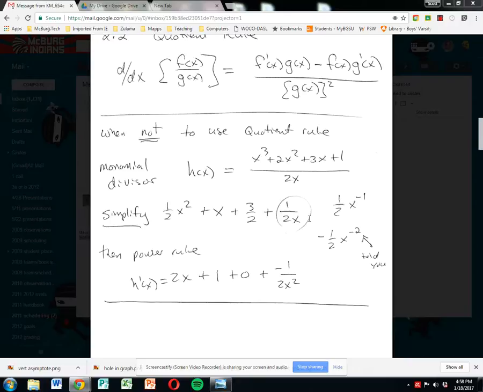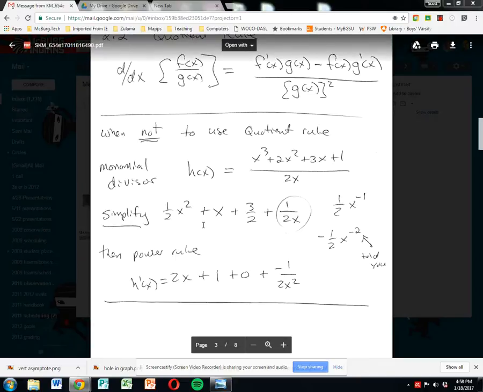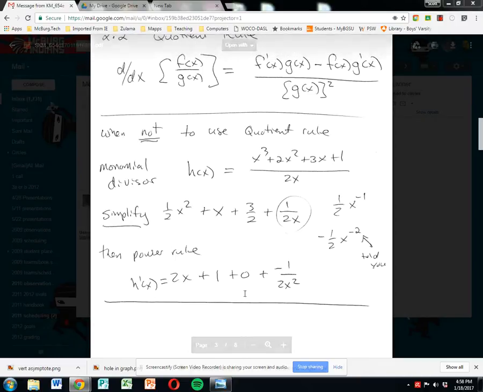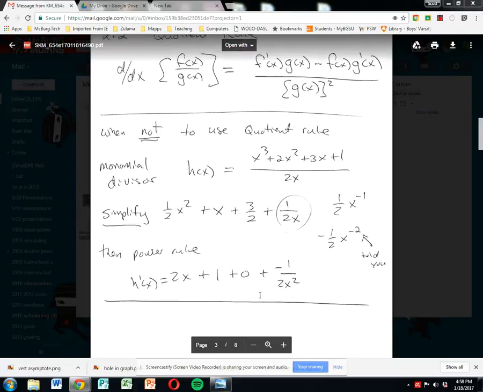Okay, maybe I had to rewrite this 1 over 2x as 1/2 x to the negative 1. Also, I do my power rule here. I do my power rule to the other couple things, and I get something that looks like this.